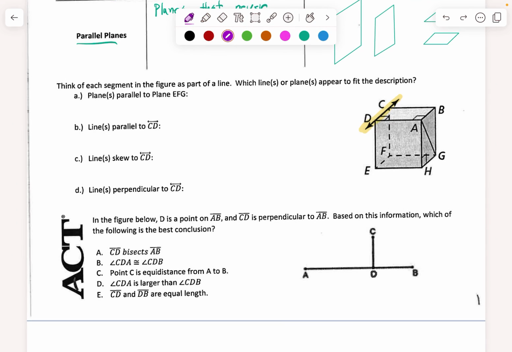Did you pause it? And then you can see the answers. All right, I'll throw the answers on here, but hopefully you paused it before I showed these.